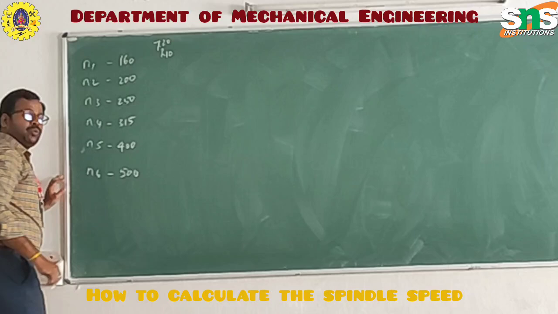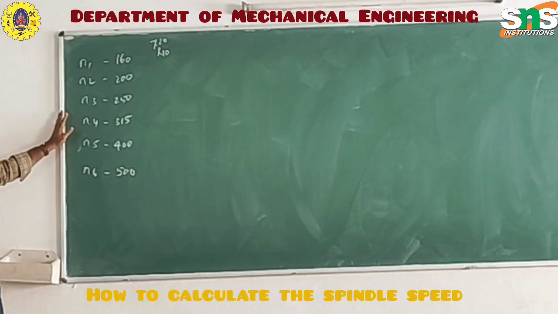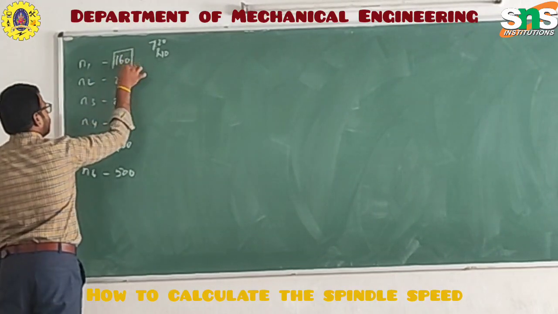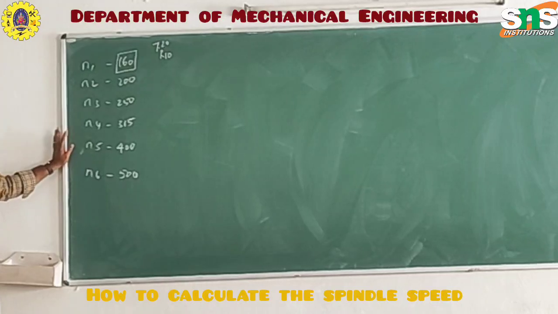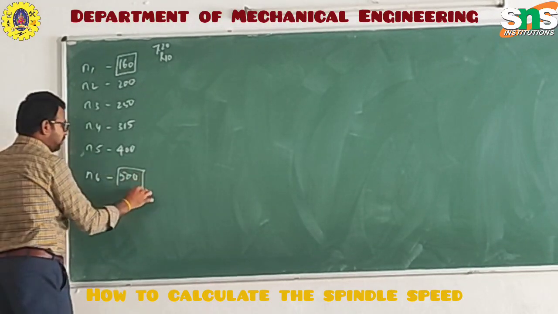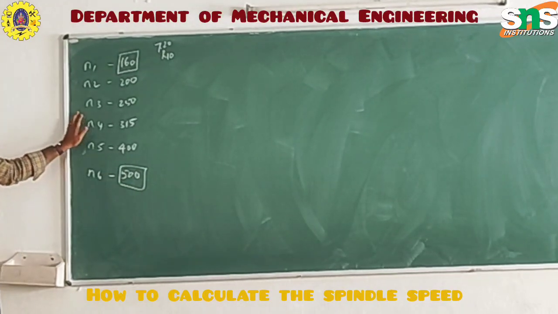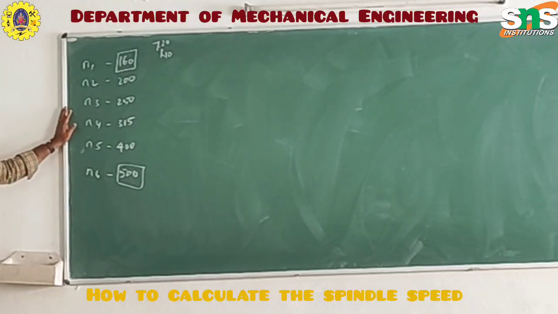500. Now you want to check the problem statement. Our minimum value is 160, and what is the maximum value? 500. So it can be attained. So our calculation of the in-between speeds is right.